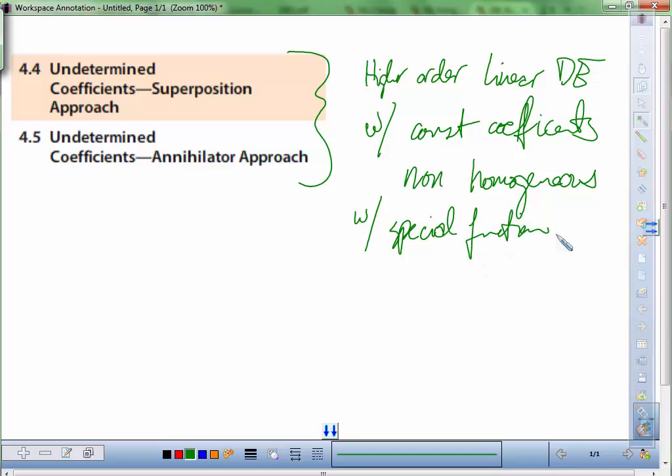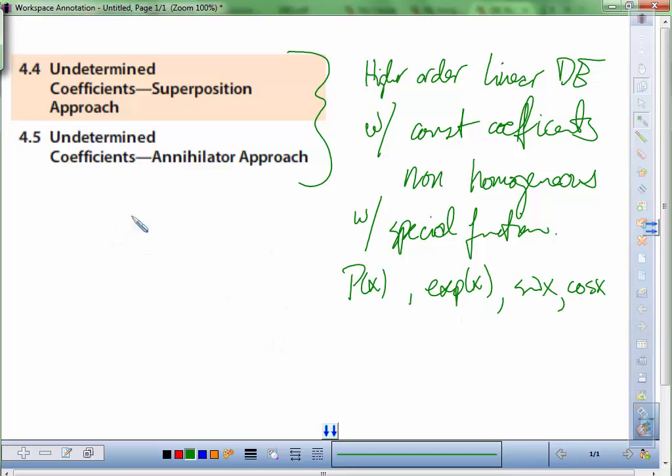And the special functions are, you know, the polynomials, the exponential functions, and the sine and cosine, and combinations of those things. If you were to multiply the polynomial with an exponential function, then we have those special approaches.